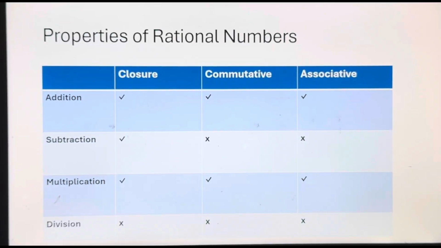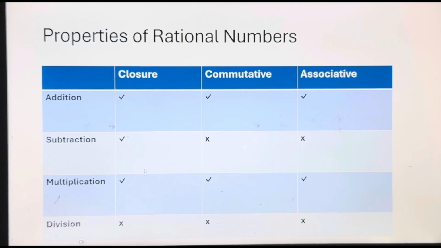Remember, revise some properties of rational numbers. These properties you have already learned for whole numbers, natural numbers and integers earlier. But you should know these properties for rational numbers. So let us first see the closure property. Rational numbers are closed under addition, subtraction, multiplication, but not under division.